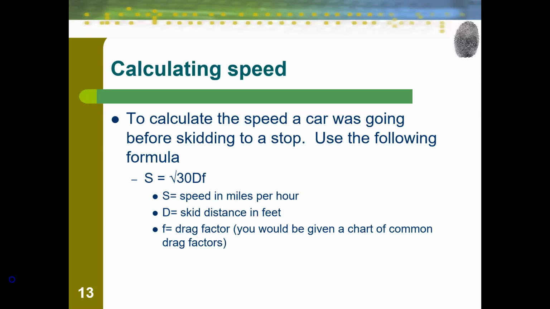Now we can calculate how fast a car was going, and you're going to be responsible for doing this. We use the formula S, which stands for speed, equals the square root of 30 df. So you take your 30, you multiply it times the distance of the skid, that is what the D stands for, and F, which stands for drag factor. Drag factors are related to the surface that the car was driving on. You will be given a chart of common drag factors. So you multiply all those together and then square root it all to get your speed.